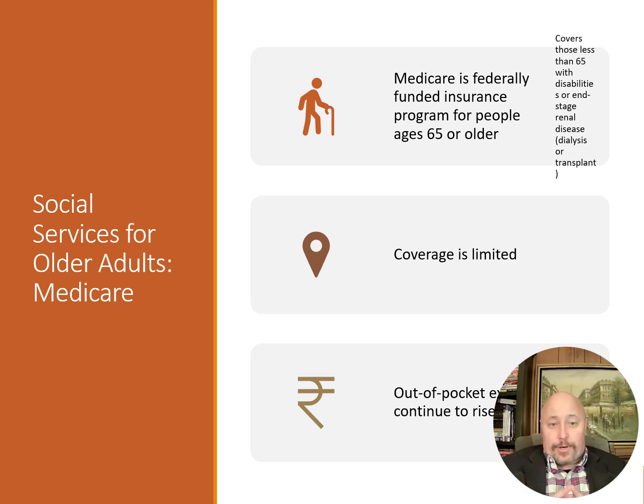There are four options for coverage under Medicare. Part A covers inpatient hospital care and partially covers skilled nursing facility care, hospice, and home health care.